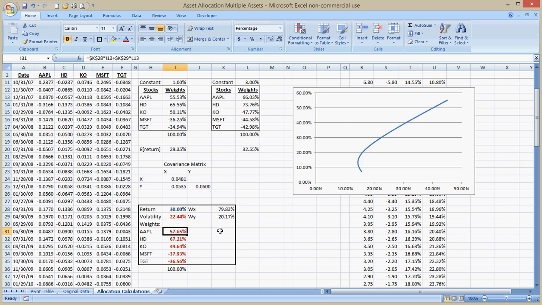So now I have $1 million, how much should I put in Apple? Well, I have 79% in X, and X is 55% Apple, and 20% in Y, and Y is 66% Apple. So somewhere between those two numbers, right? And it's 57%. So I just follow through with all that. And again, this is just for short sales. Short sales are allowed. The negative number means I have a short sell position.